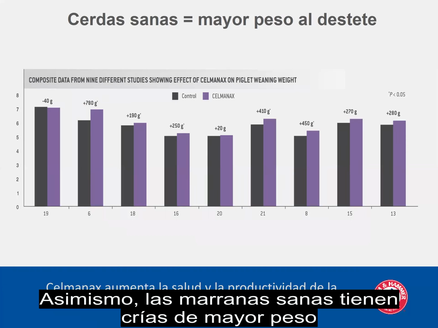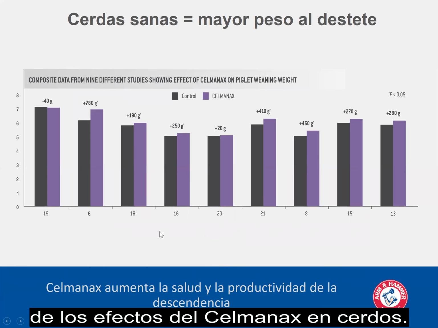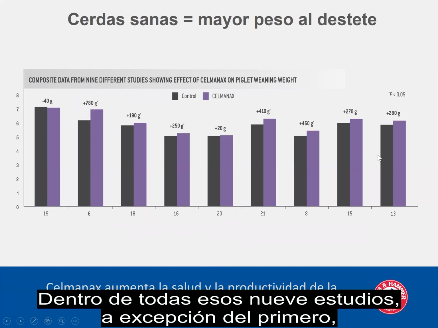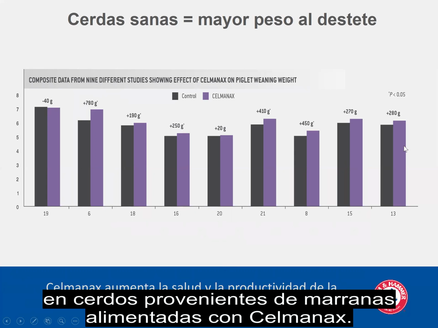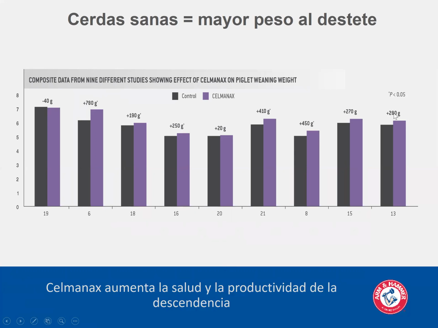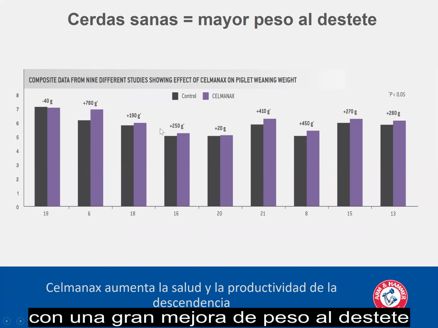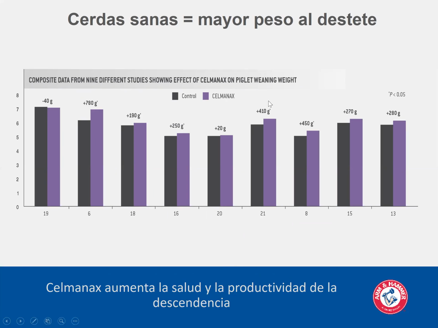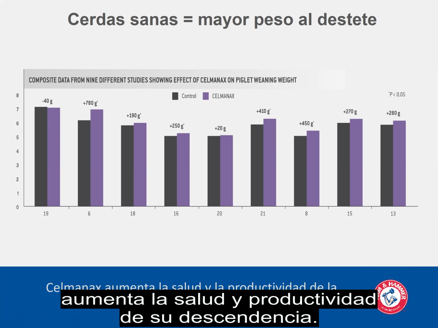Continuing to talk about healthier sows, they also have heavier weaning weights on their pigs when they're weaned. This slide shows 9 different studies showing the effect of Salmonax on pig weaning weight. Of those 9, every single one, except for one, had an increase in weaning weight when the pigs came from sows that were fed Salmonex compared to the controls. And of these 9 studies, 5 of them were statistically significant with great magnitudes of weaning weight improvements with Salmonex fed to the sows. So again, that increase in the sow health increases the health and productivity of her offspring.